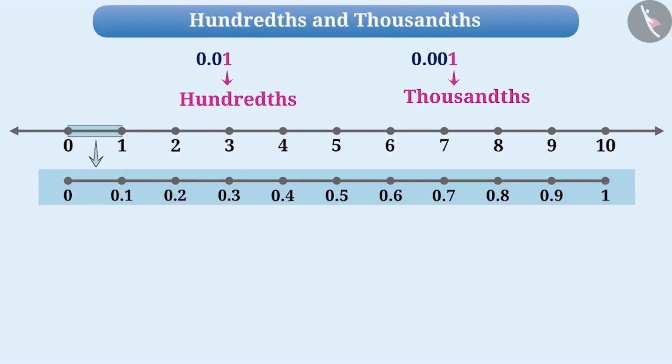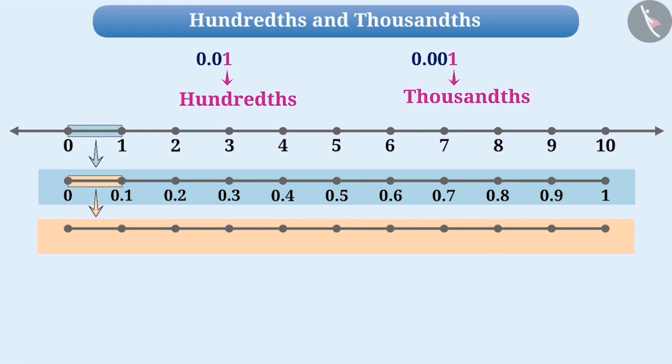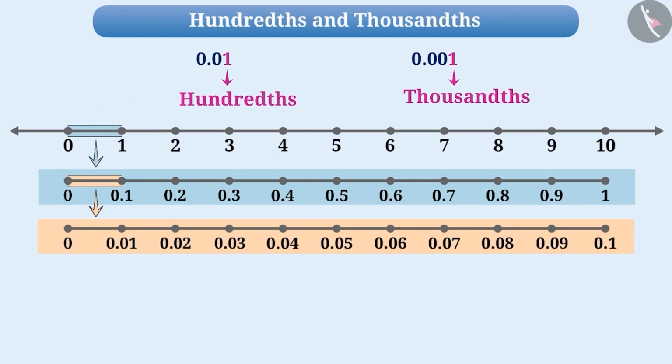on this. Similarly, if we again zoom in on the number line, we can divide the distance between 0 and 0.1 into 10 equal parts. This way, we can divide the distance between 0 and 1 into a total of 100 parts. With the help of this, we can represent the numbers with hundredths place like 0.01, 0.02, 0.03, etc.